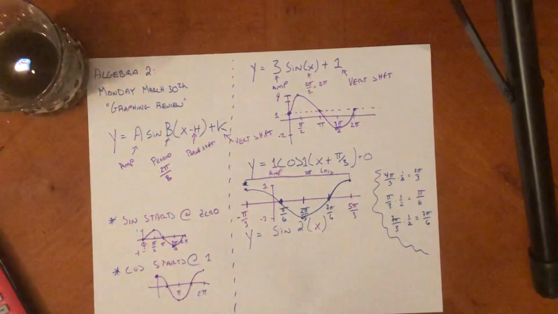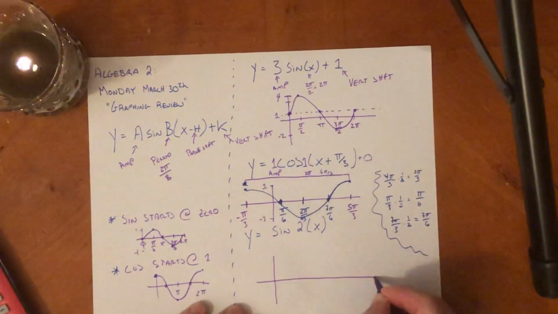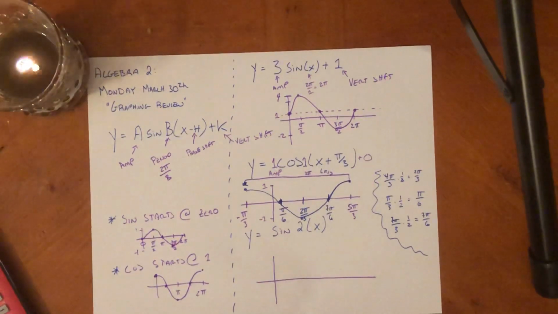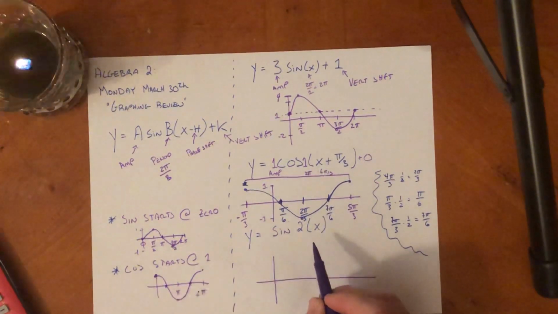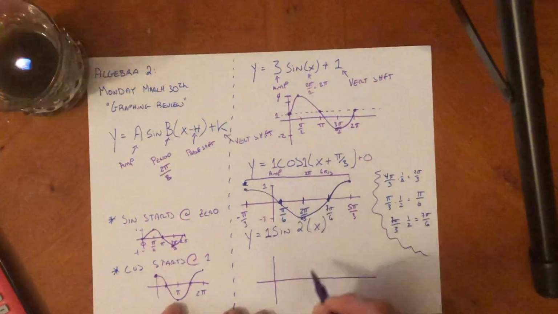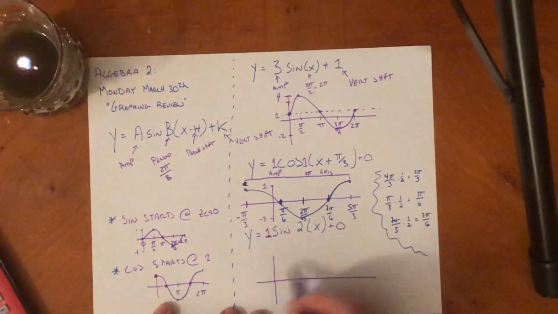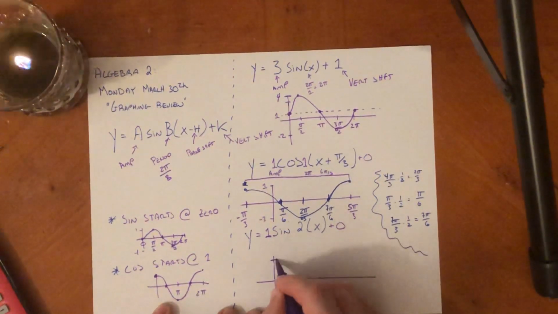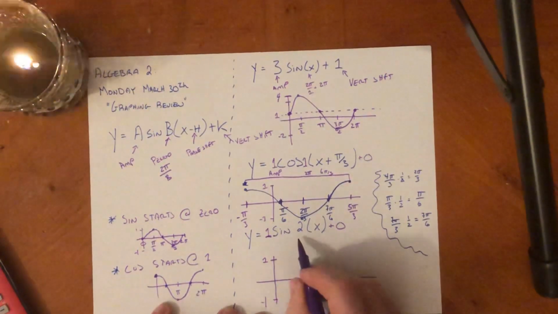I'll switch back to my purple pen. Last one. This one's a little different. So if you look here, some people see this 2 out in front, and they're like, okay, that means the amplitude's 2. Now remember, the amplitude's out in front of the sine. So here, when I write it like this, it looks a little bit easier maybe. So I know my midline is at 0. I know my amplitude goes up to 1 and down to -1.